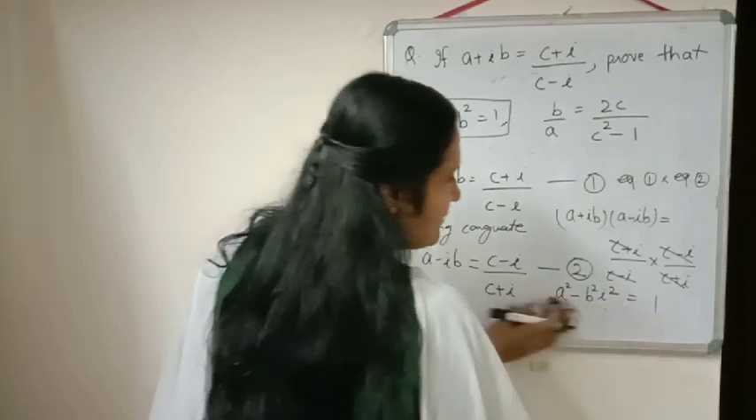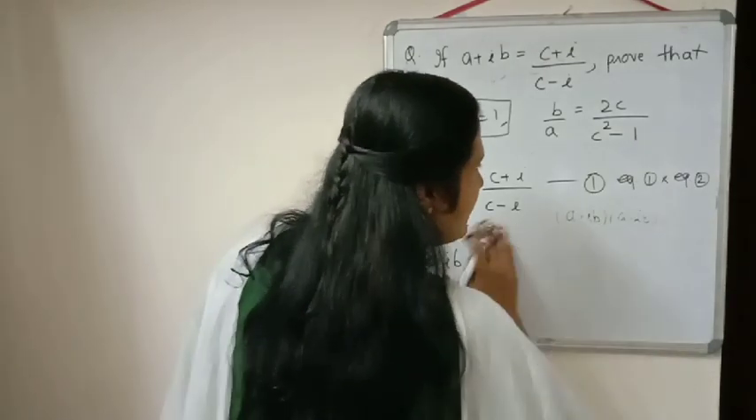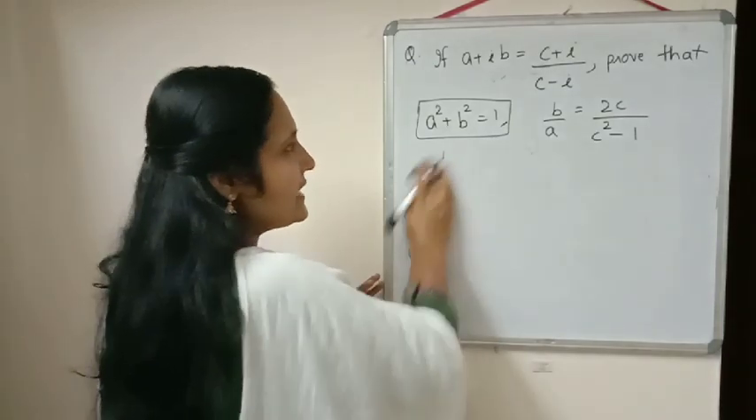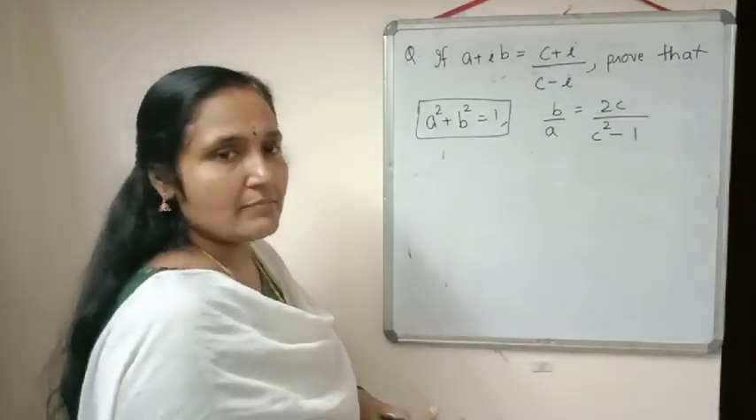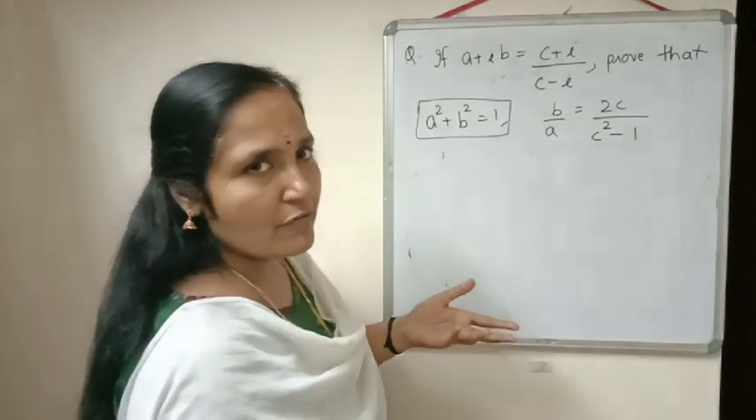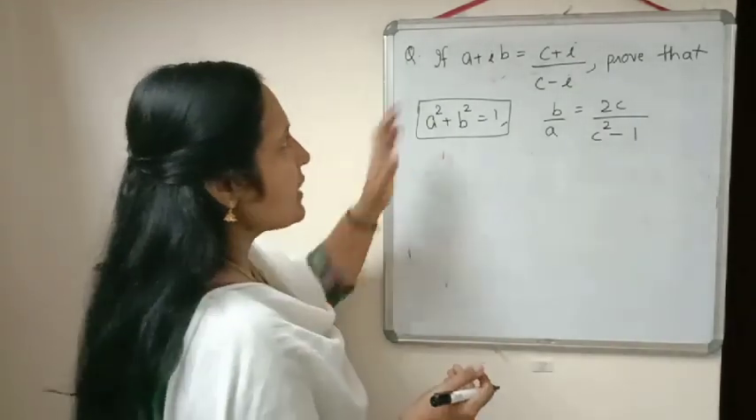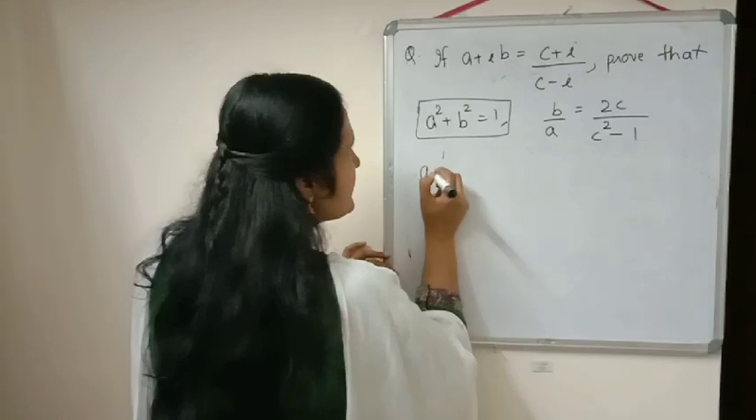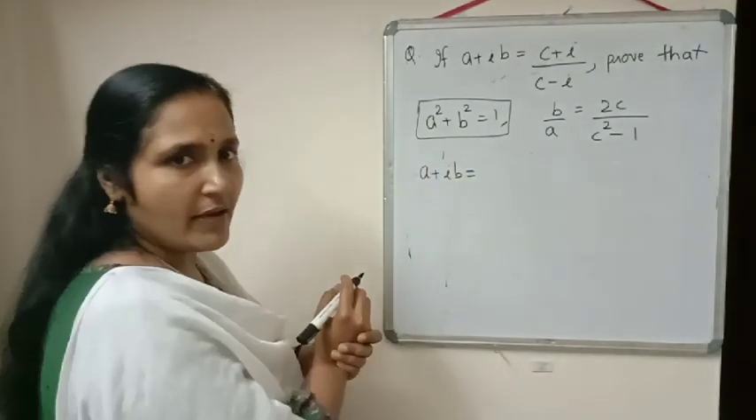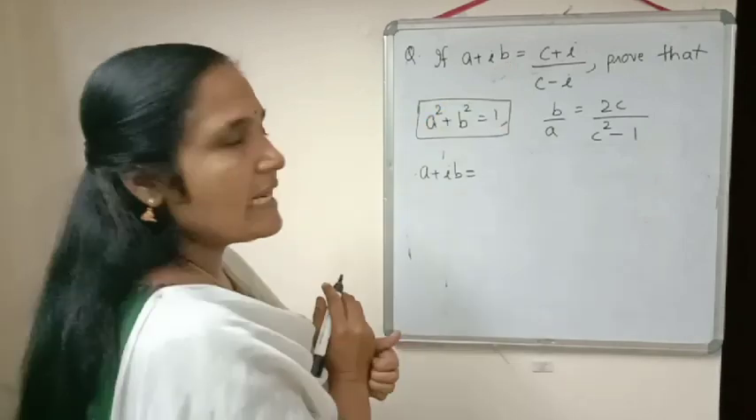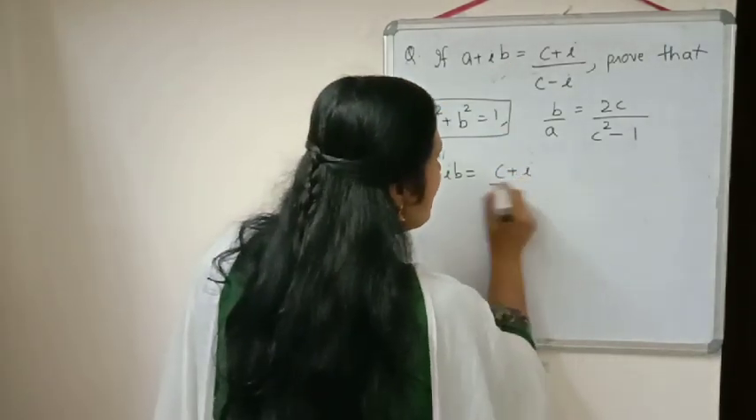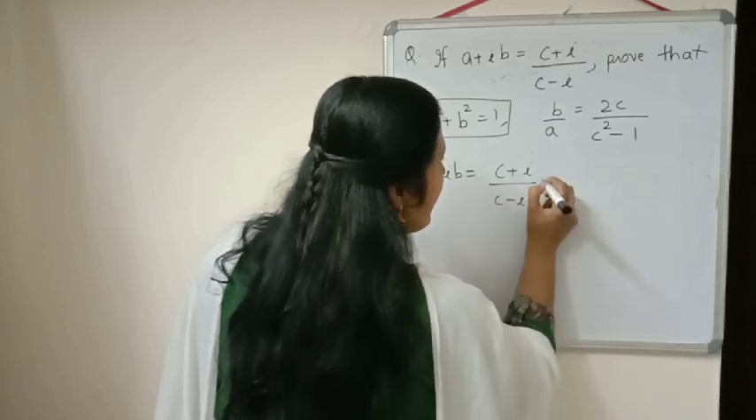But the same question we can do by another method also. To get the second part we need that method. So I am explaining both the methods. In whichever method you are confident, you can use that method. What we have here is a plus ib. The left hand side is in the standard form of a complex number, but the right hand side is not in the standard form.